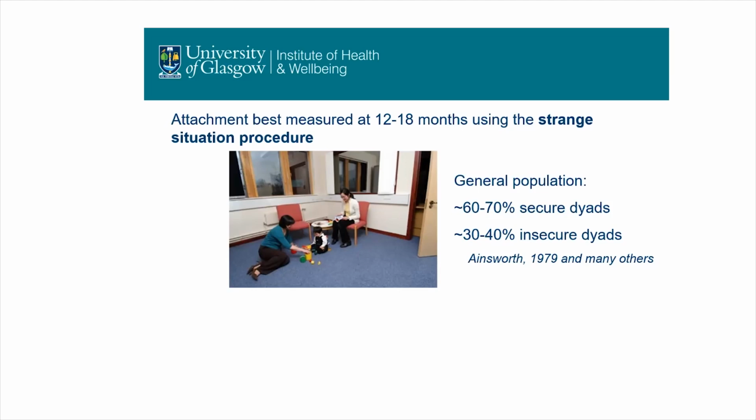And in the general population, and this is remarkably stable across the world, even in socially fragmented shanty towns in South Africa, for example, about 60 to 70% of mother-infant dyads, pairs, would be described as securely attached, and the other 30 to 40% is insecure.